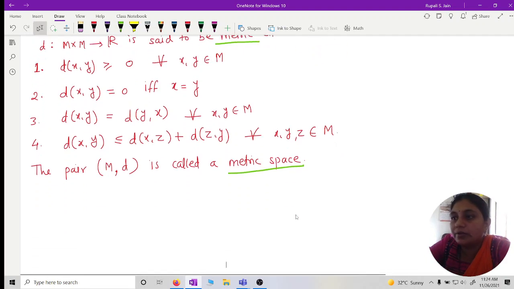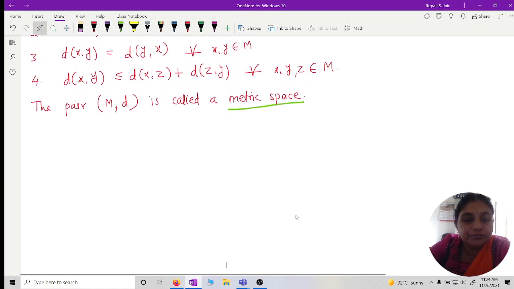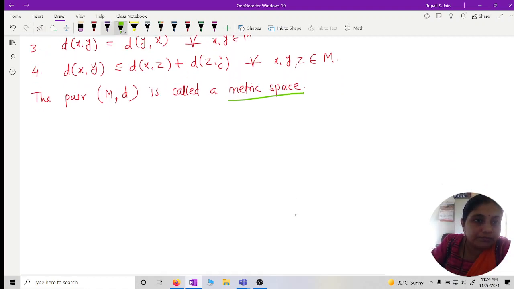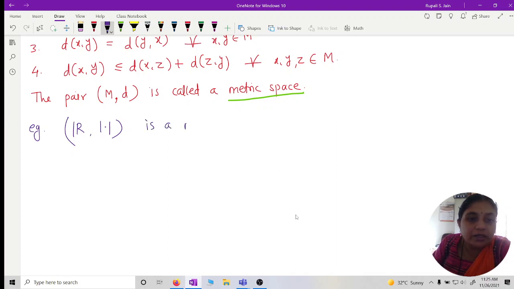Okay. So can you give examples? For example, R with modulus. R with our usual metric. This is called the usual metric. R with modulus is a metric space. This you can write as one.